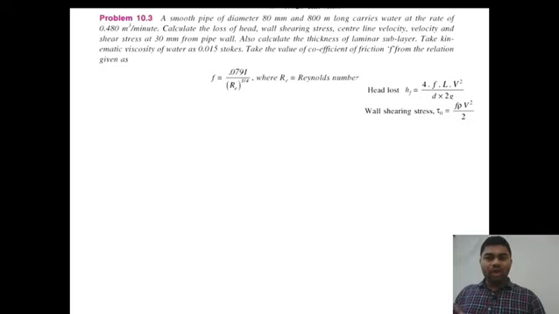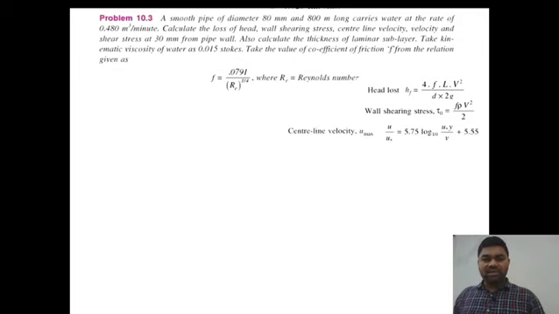Next, the wall shearing stress, tau naught. This is found out by the formula f rho V square by 2, where f is the coefficient of friction, rho is density, and V is mean velocity.